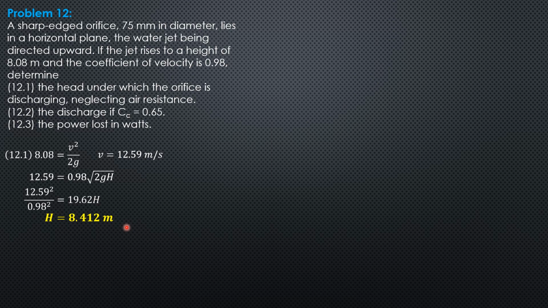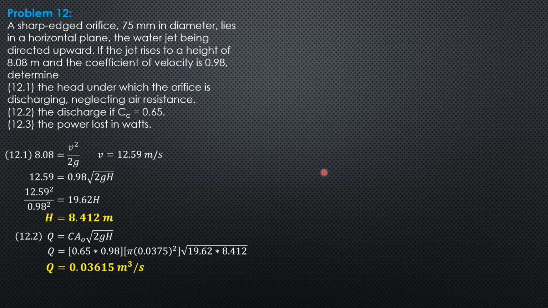Then the discharge, Q equals C times A times square root of 2gh, where C is C sub C times C sub V. Then the area is pi times radius square, pi times 0.0375 square. Then the square root of 19.62 times head. So Q equals C sub C, 0.65, times C sub V, 0.98, times pi times 0.0375 square times the square root of 19.62 times 8.412. So the discharge is 0.03615 cubic meters per second.